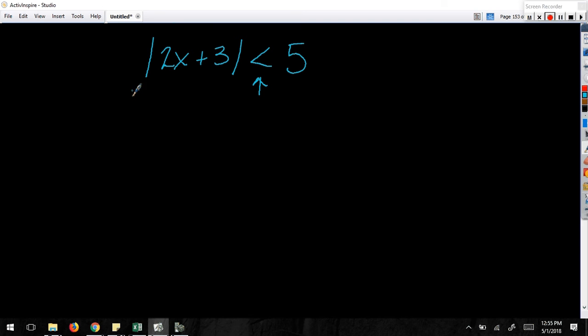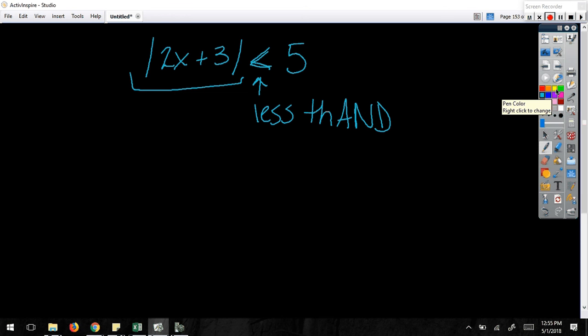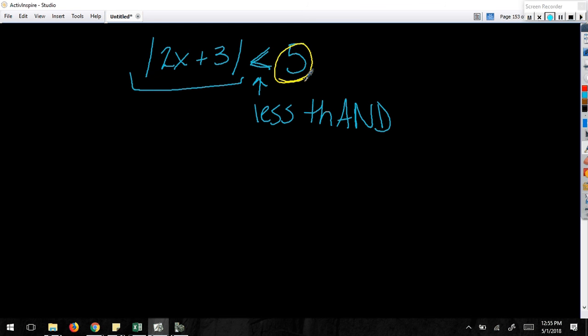Now I'm looking at this sign, and the little mnemonic trick to this, and remember this works because the absolute value is on the left, is we write that first. But this is less than, so we write "less thand" and set up an and. It's set up a little bit differently. It's a little bit harder to set up, but it's not too bad. We take the number that's on the end and change the sign, and then we're going to do less than. We take what was in the absolute value sign.